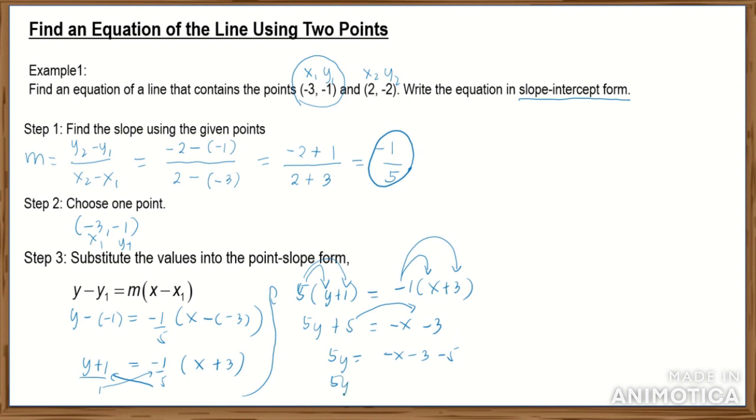So we have now 5y is equal to negative x. Negative 3 minus 5 is equal to negative 8. Okay, then we divide all terms by 5, so we can have y. So our y now is y is equal to negative x over 5 minus 8 over 5. Okay. So the equation of the line is y is equal to negative x over 5 minus 8 over 5.